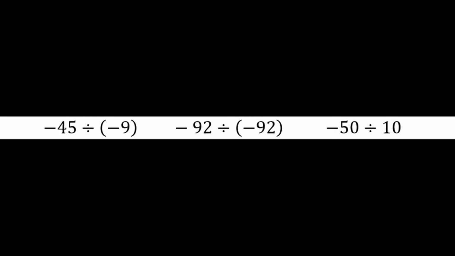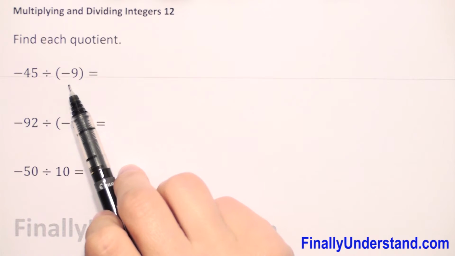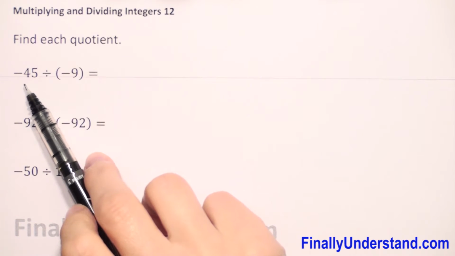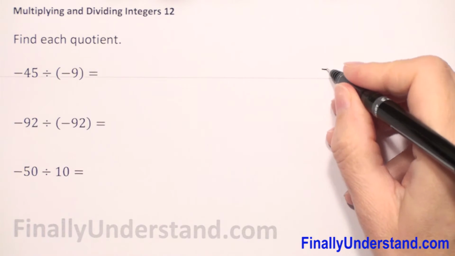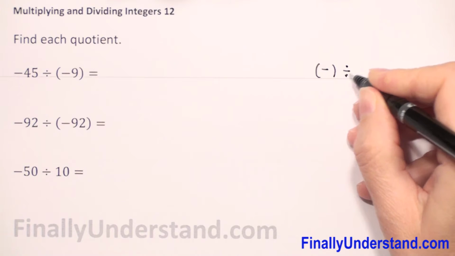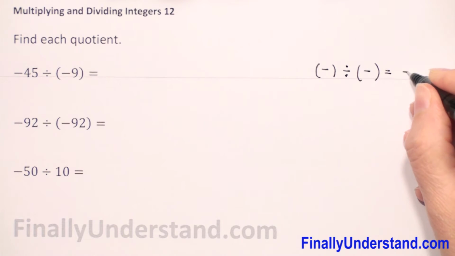We have division of integers. In the first example, we have negative 45 divided by negative 9. When we have division of integers, first we check the signs. We have a negative number divided by negative. When we divide a negative number by a negative, the answer is always positive.